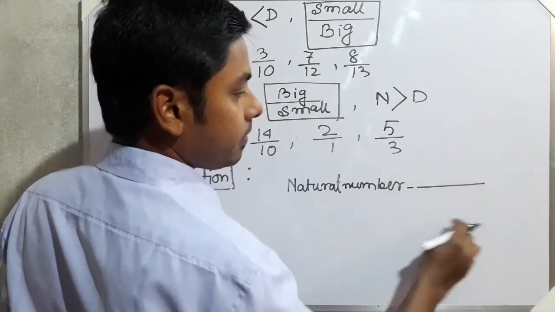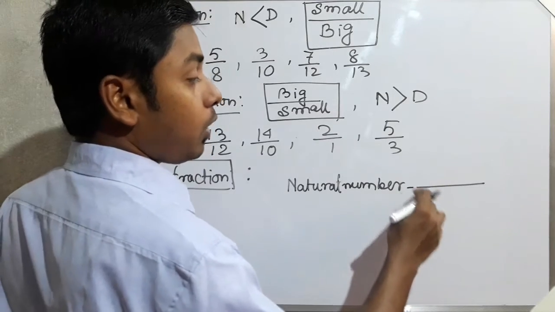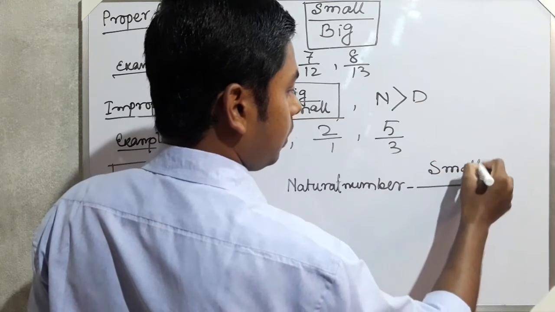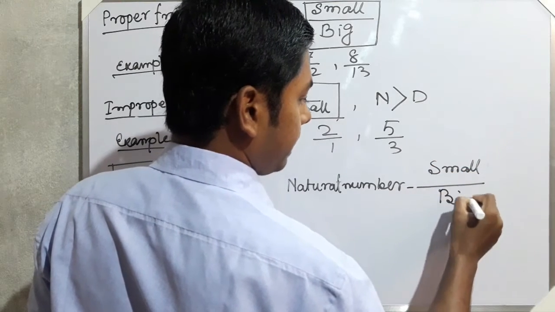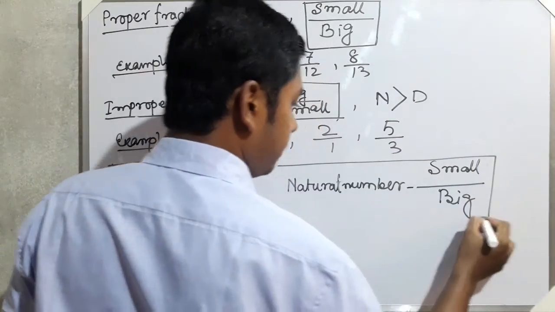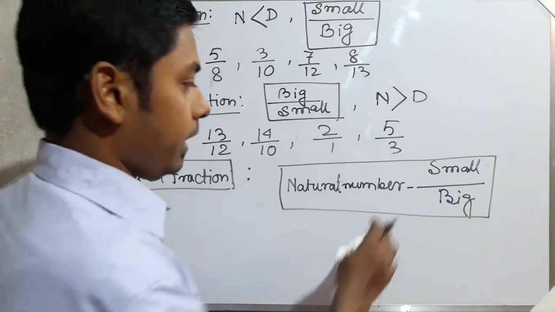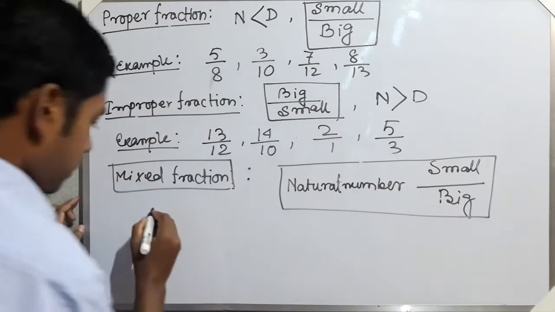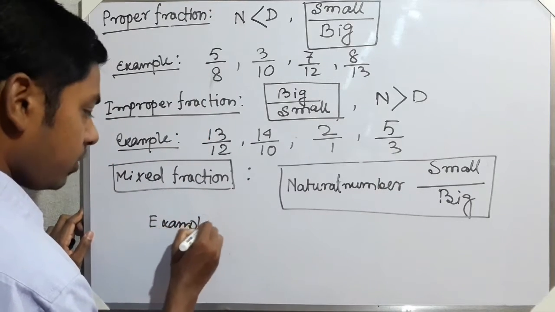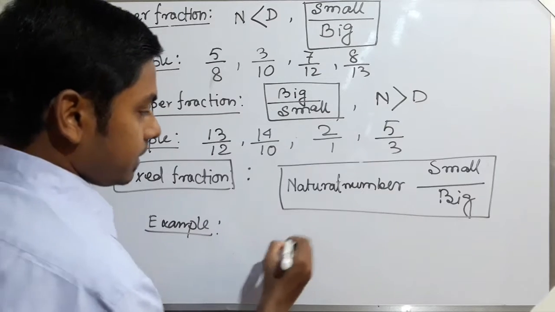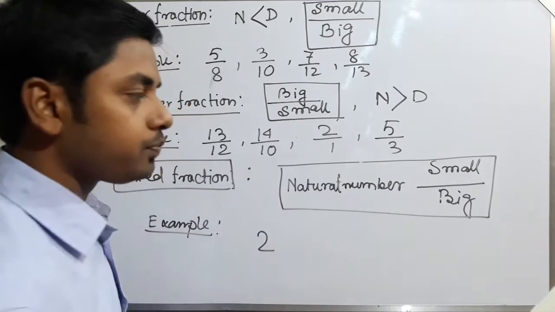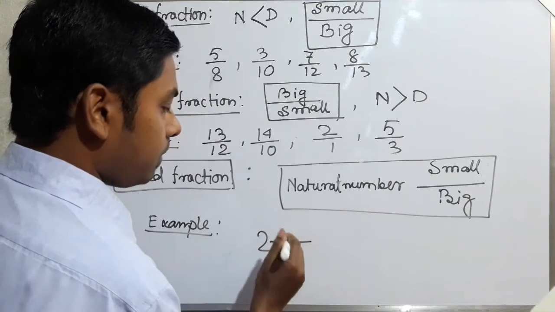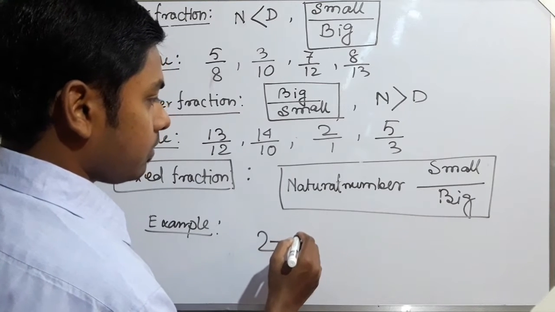here you have to take a proper fraction. That means here small by big, and this is the form of the mixed fraction. Suppose you take an example, then it will be easy. First of all, any natural number, 2. Then at the middle position of 2 I have to take a line, and then here it will be a small number, that means a proper fraction.